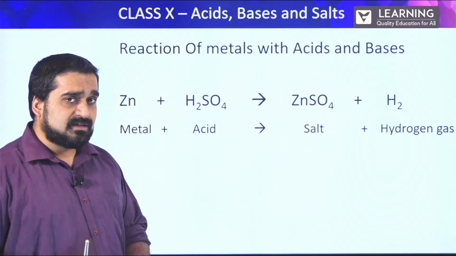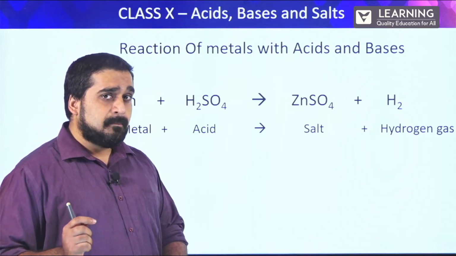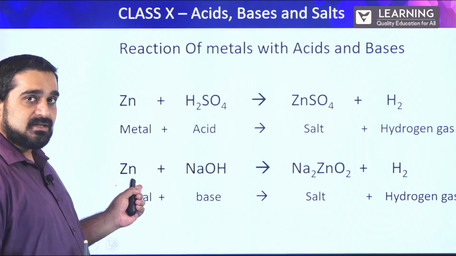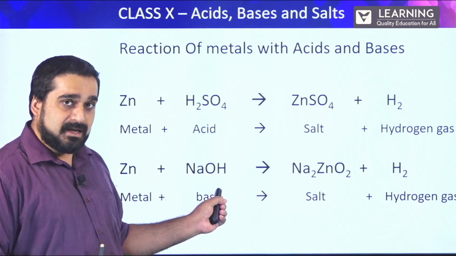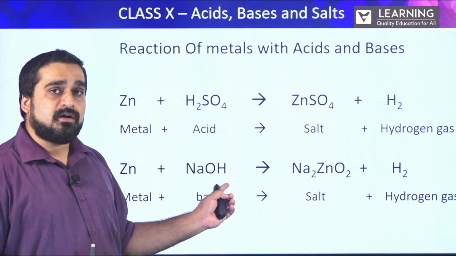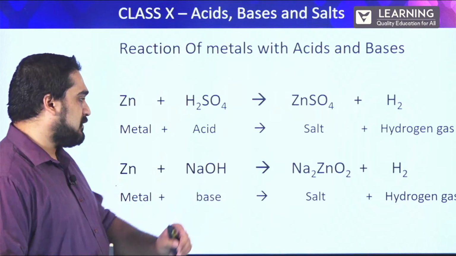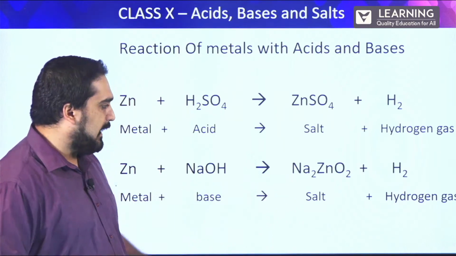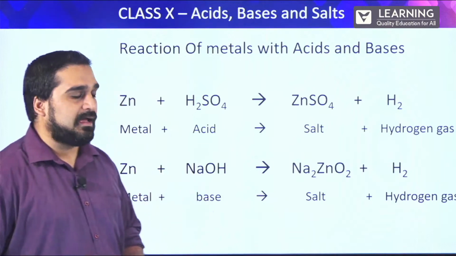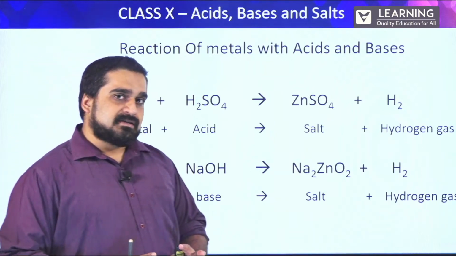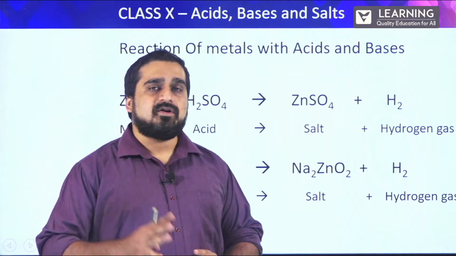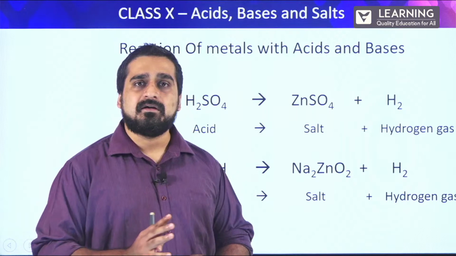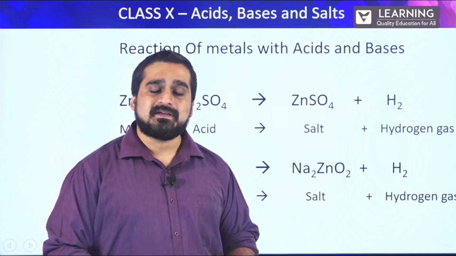Let us look into another example, but this time we will use a base. Here we have the metal zinc reacting with a base, NaOH, also called sodium hydroxide, to give you a salt, sodium zincate, plus hydrogen gas. So in both cases, when a metal reacts with an acid or a base, the product formed is always a salt, and hydrogen gas is evolved.